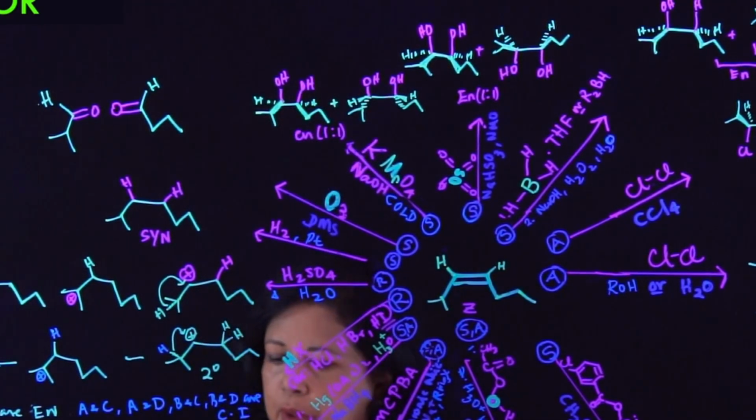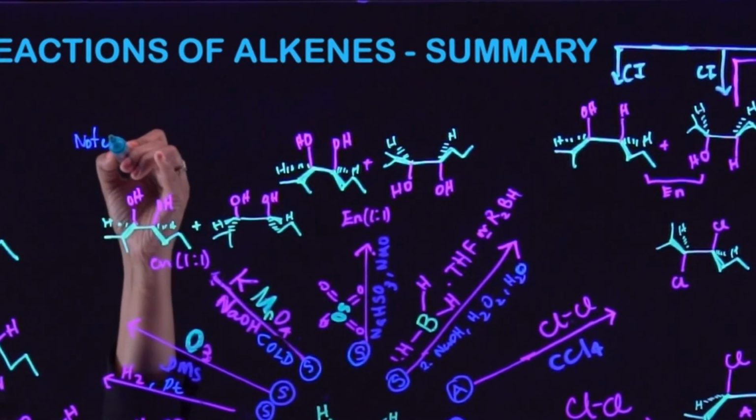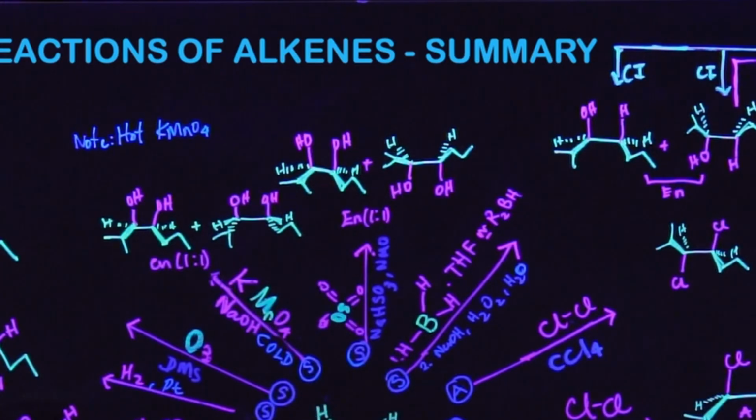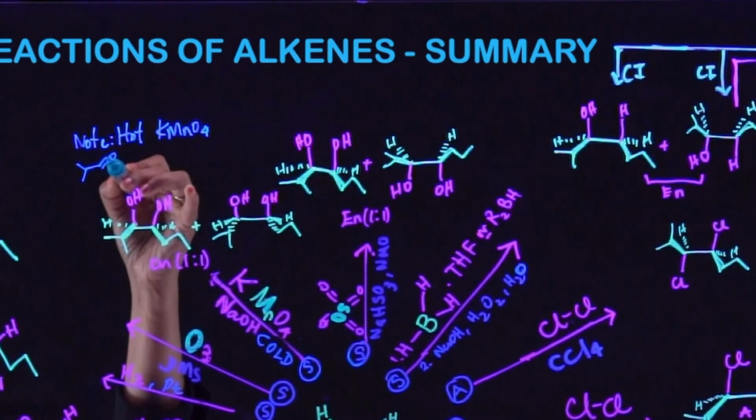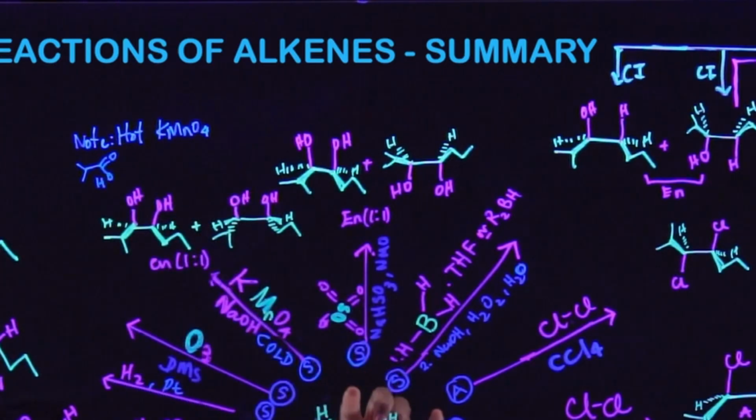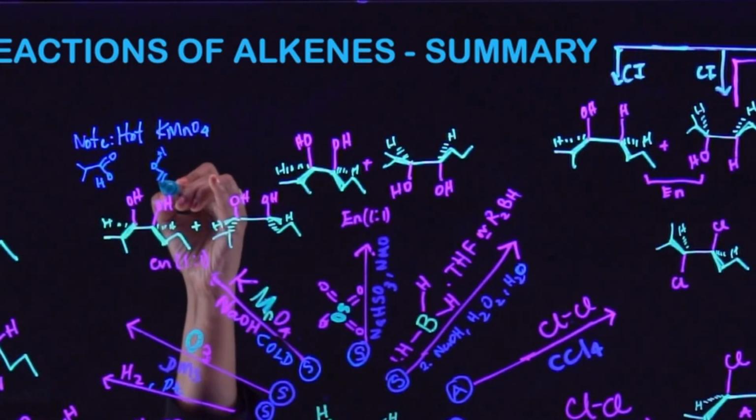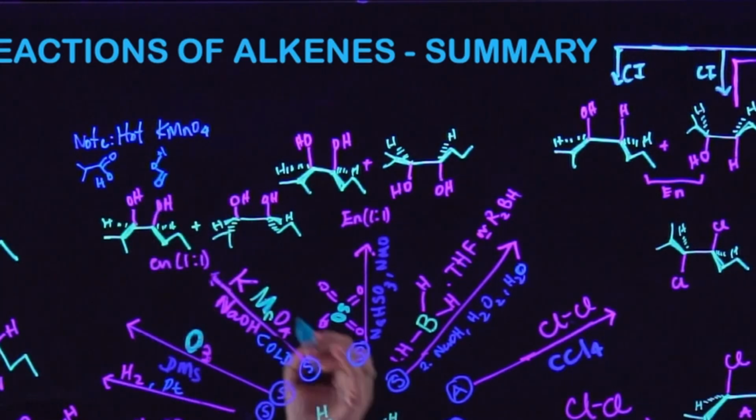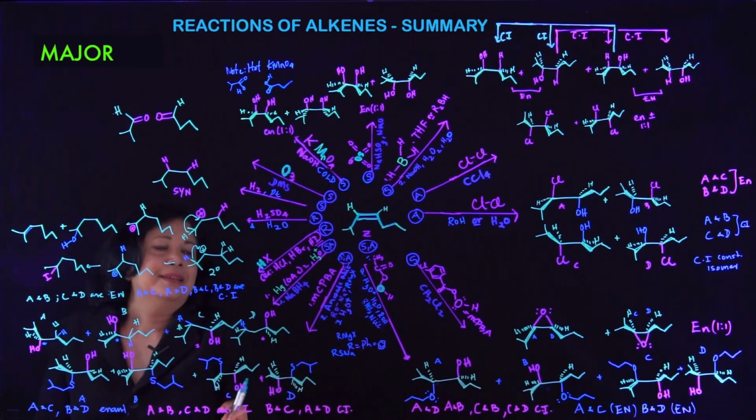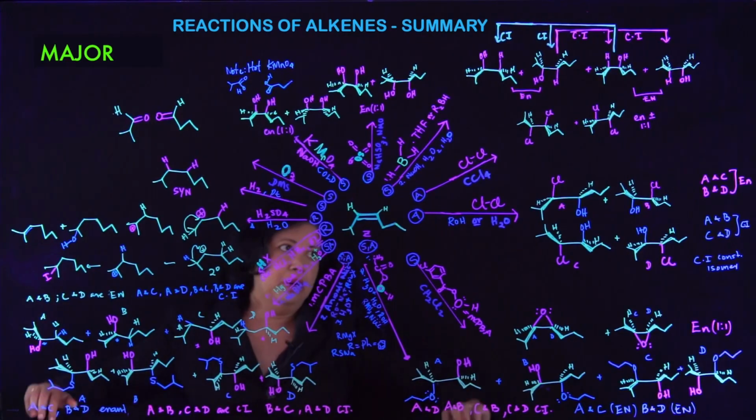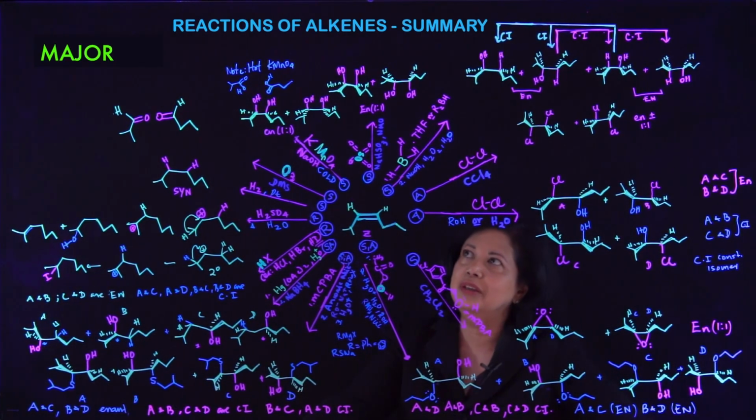Now I'm just going to put a note to say that with hot KMnO4, you are going to get this getting oxidized to a carboxylic acid, and this side is also going to get oxidized to a carboxylic acid. So that's going to be a 4-carbon fragment. All right, so did we finish all that we intended to do? Did we complete our little cycle here?